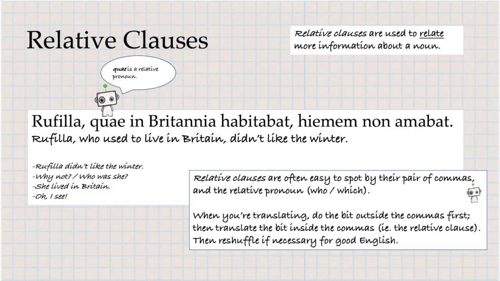If we look at a Latin example, here we've got Rufilla, who used to live in Britain, didn't like the winter. Rufilla, quae in Britannia habitabat, hiemem non amabat. So relative clauses are easy to spot by their pair of commas in Latin as well, with a relative pronoun. When you're translating, you should do the bit outside the commas first and then translate the bit inside the commas. That's the relative clause. Then, if you need to, you can always reshuffle it for good English.